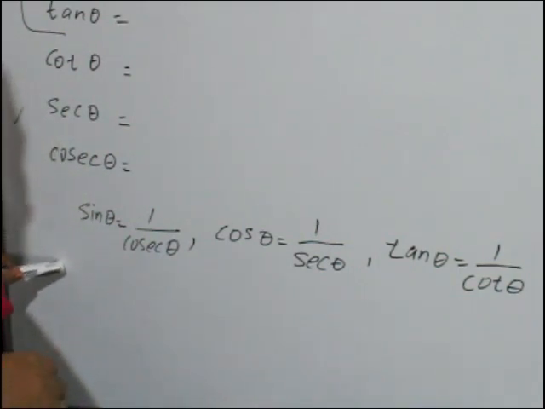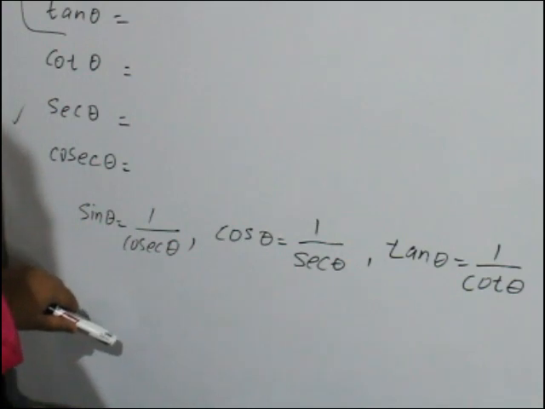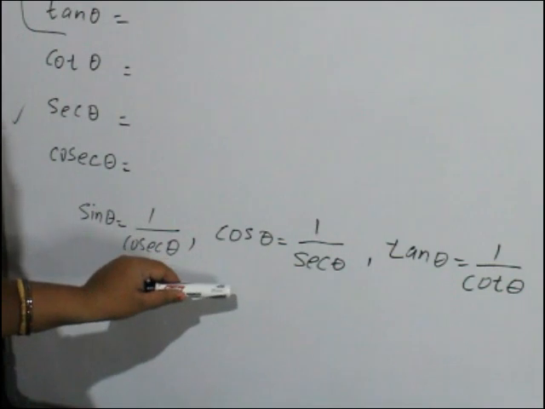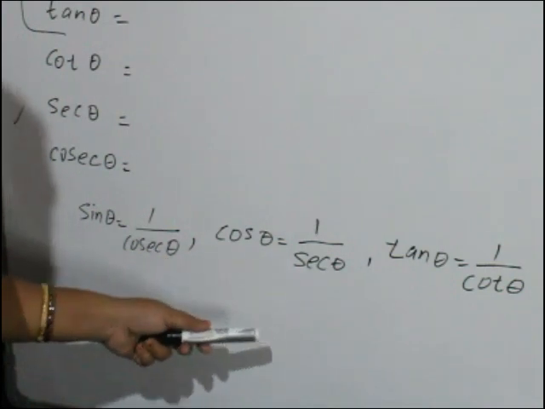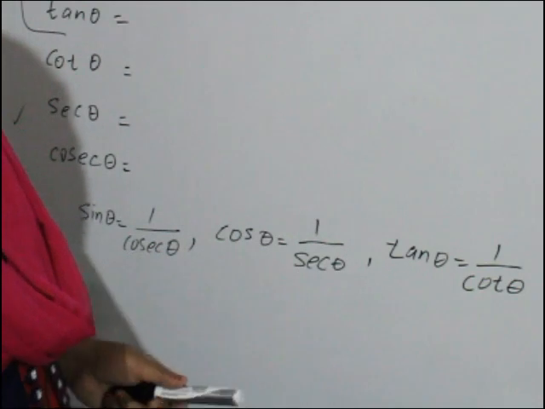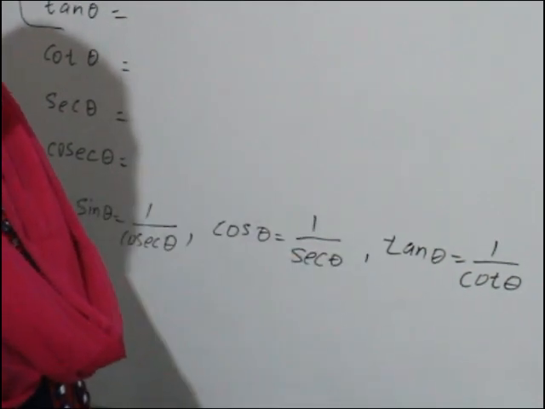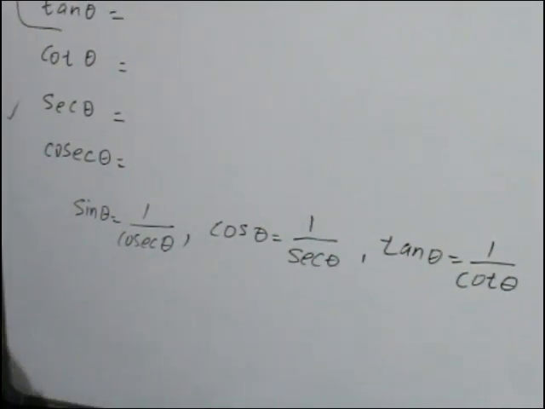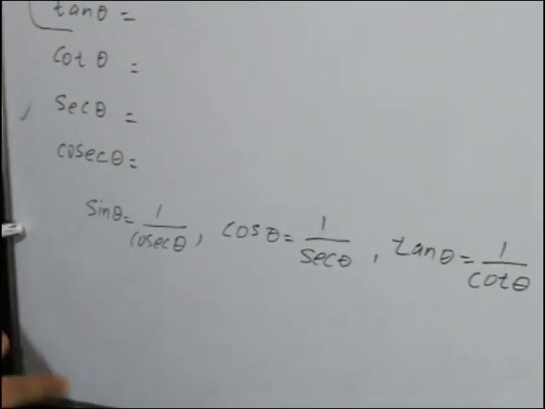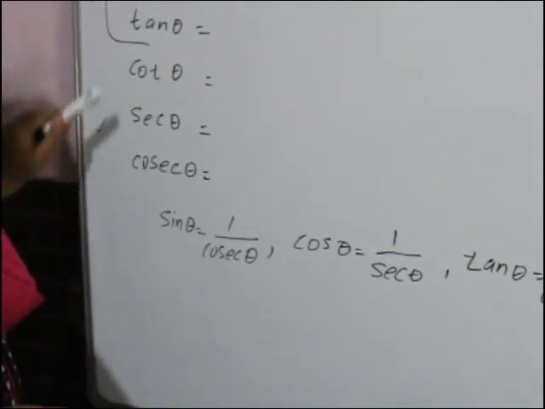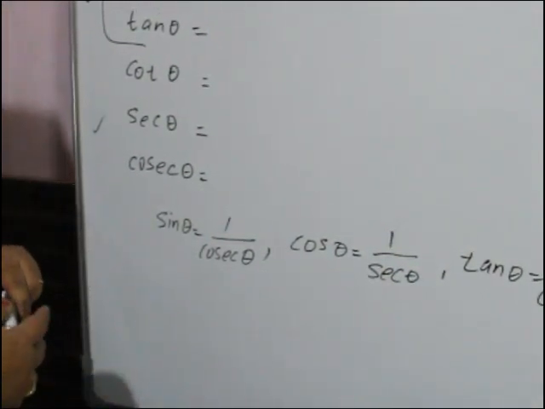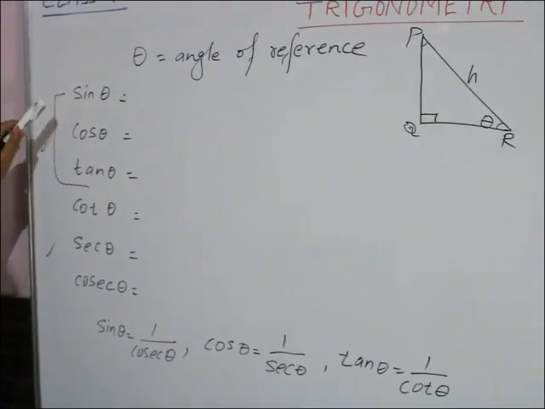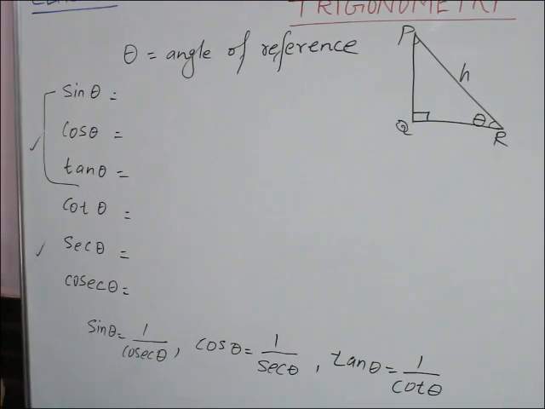If sin theta is 2 by 3, cosec theta will be 3 by 2. If cos theta is 5 by 2, then sec theta will be 2 by 5. Suppose tan theta is 3 by 4, then cot theta will be 4 by 3. Reciprocals. So if you know these three, you can find the others. No need to calculate, just take the reciprocal. So the main three trigonometric ratios are sin theta, cos theta and tan theta.